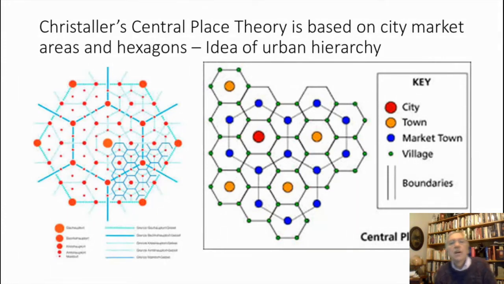Geographers talk about Christaller's central place theory. There's another German geographer like von Thunen. I think von Thunen was Friedrich. This guy was Walter Christaller. He was a German geographer, and he came up with what he called his central place theory. And Christaller tried to explain why different sized cities developed in different places.